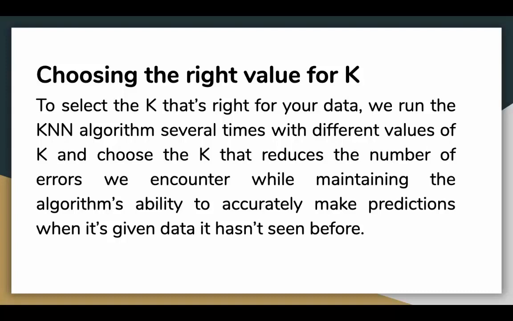Now, let's talk about choosing the right value of k. To select the k that's right for your data, we run the KNN algorithm several times with different values of k and choose the k that reduces the number of errors we encounter while maintaining the algorithm's ability to accurately make predictions when given data it hasn't seen before.